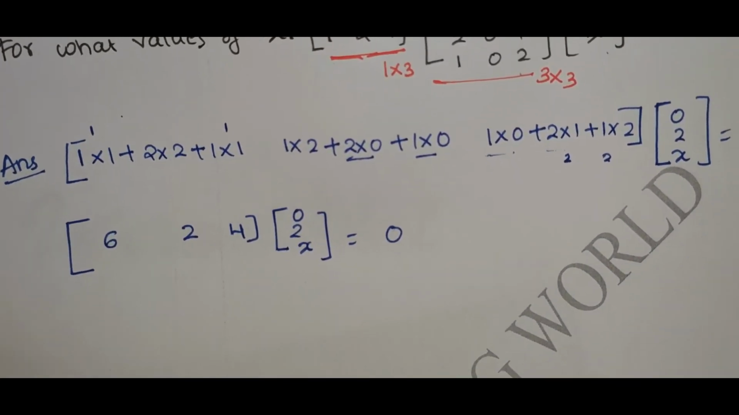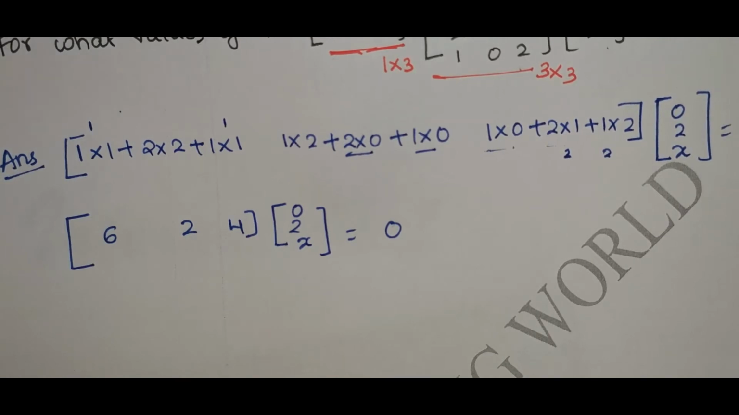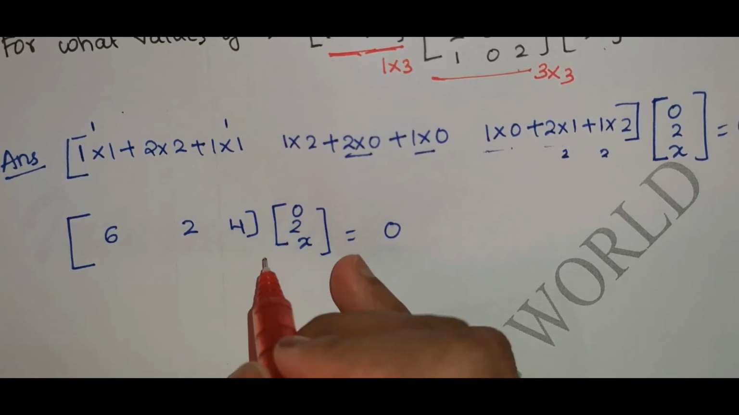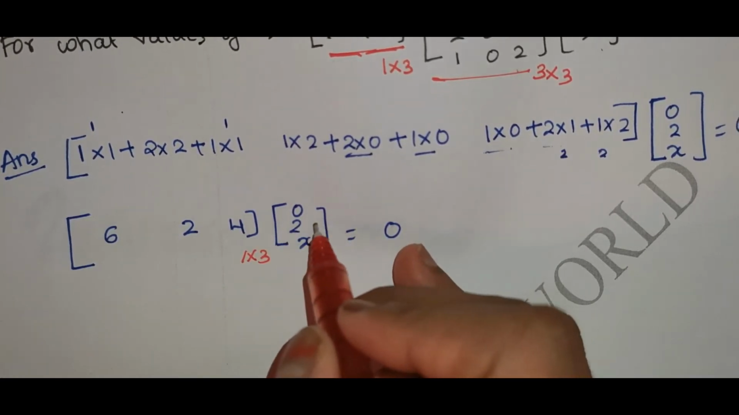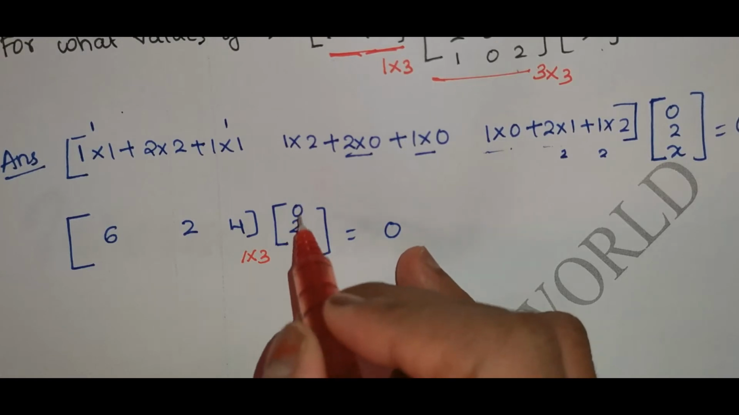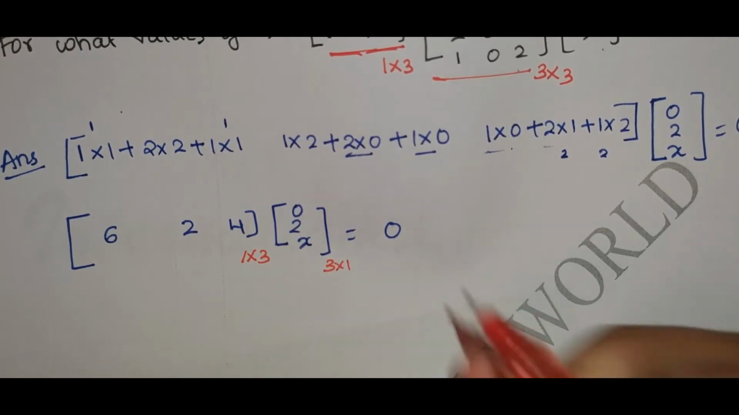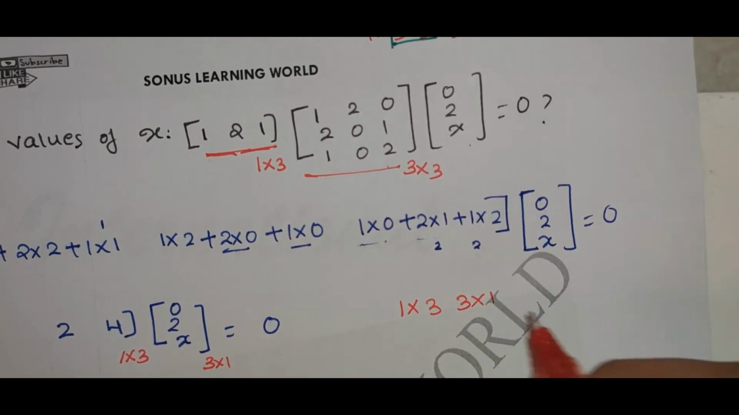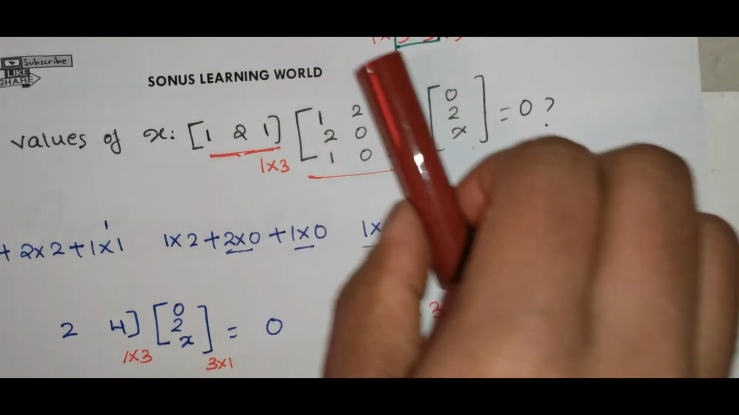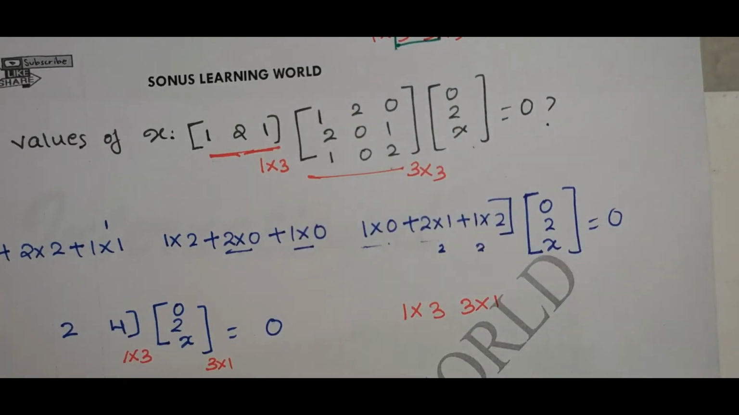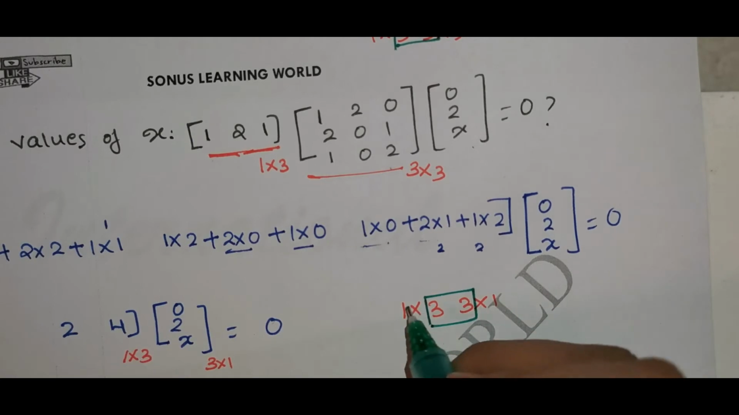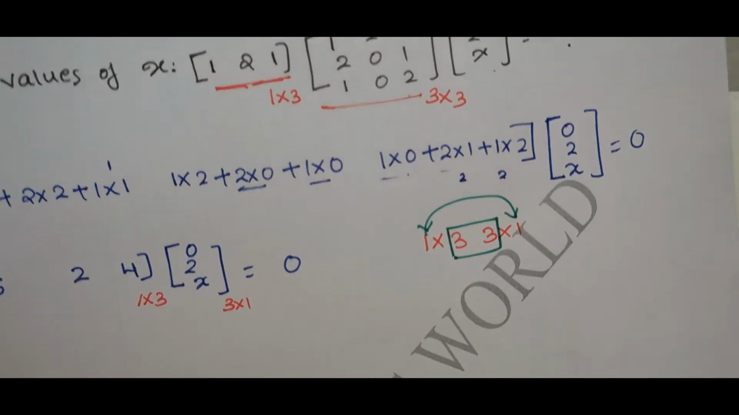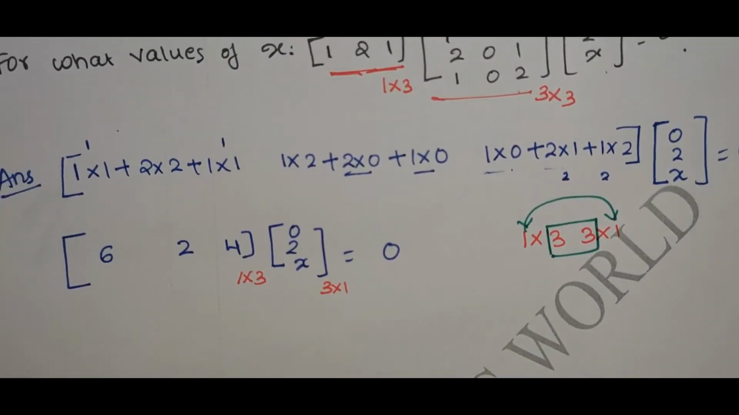Okay students, so this we also have to multiply. What is the order of this matrix? It has 1 row and 3 columns, 1 by 3. And what is the order of the other matrix? It has 3 rows and 1 column, so it is a 3 by 1 matrix. Here we have a 1 by 3 matrix and a 3 by 1 matrix. What will be the order of the resulting matrix? Taking the 3 and 3 away, the resulting matrix has order 1 by 1. So let us multiply these matrices.